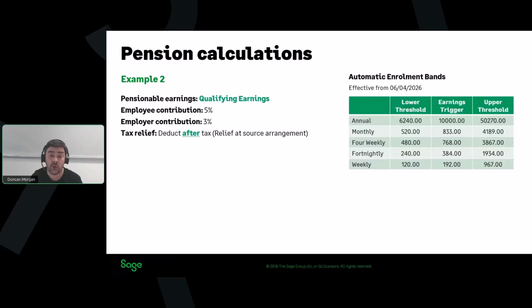Now, because it's using qualifying earnings, it means that the pensionable pay is restricted between the lower and upper thresholds. So we've got those on the slide just for reference there. And this calculation will be based on gross pay of £2,500, all of which is basic pay. And the employee's pay frequency is monthly.